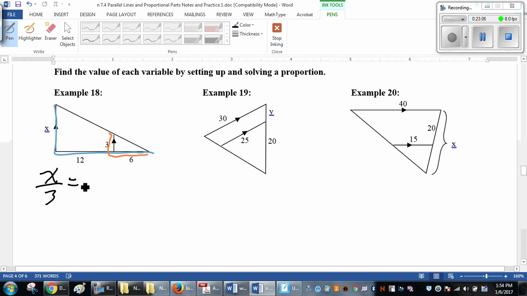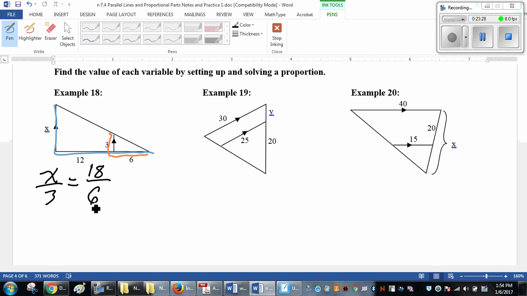Now my whole side is not 12. My whole side is 12 plus 6, or 18. That's the base of that larger triangle that I outlined in blue. Whole side of the smaller triangle is 6. So there's our proportion that we're going to set up. Now all we have to do again is cross multiply and solve. That's the name of the game here, guys.